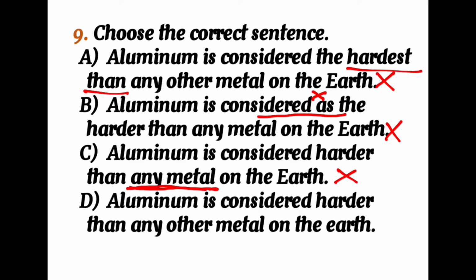Aluminum is considered harder. Considered, no as, correct. Harder than, correct. Any other, correct. Metal on the earth, there is no problem again. There is a capitalization. You can say earth, and this earth is capitalized, but you can see that this e is not capitalized. So this is not a hard and fast rule. You can capitalize, and you can also choose not to capitalize it. So this is not a mistake.